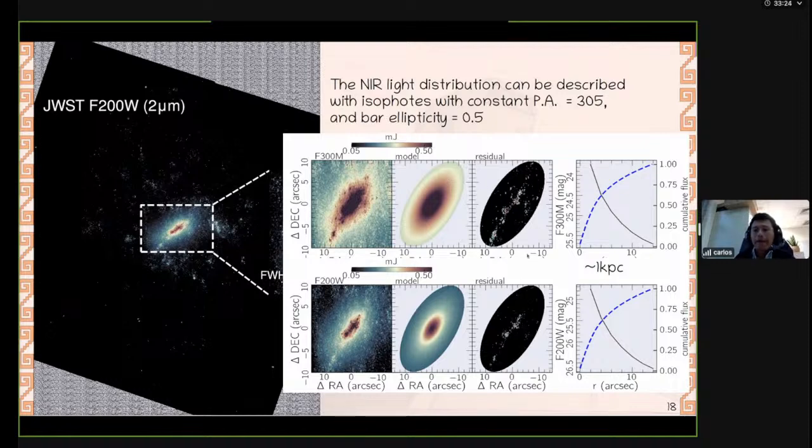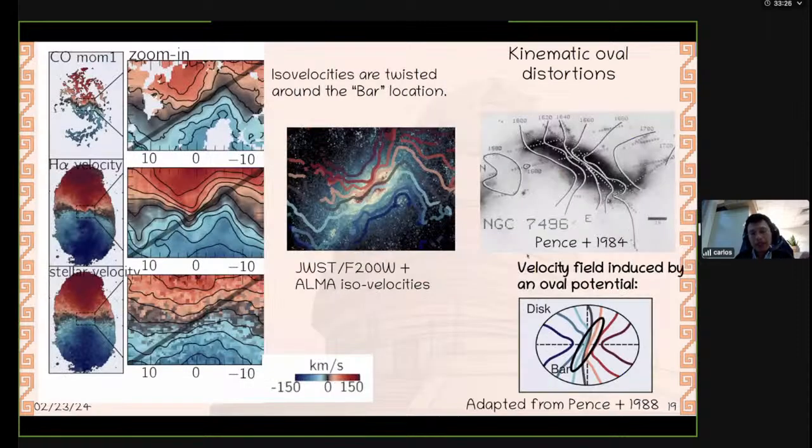Okay, and finally, thanks to the integral field spectroscopy data provided by MUSE, we are also able to trace the stellar kinematics of this object. So we are able to trace the CO velocity, the H alpha velocity, and the stellar velocity for this object. And here I show the three line of sight velocities around the bar-like structure, which is around 30 arc seconds by 20 arc seconds.